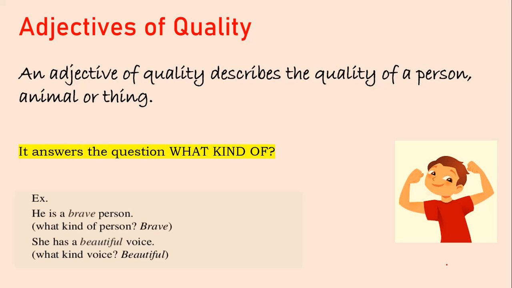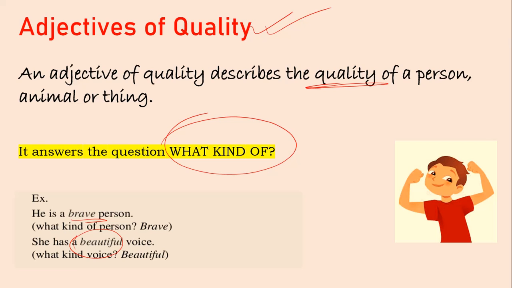So we discussed the different kinds of adjectives. We have six: the adjectives of quality, adjectives of quantity, adjectives of number, demonstrative adjectives, interrogative adjectives, and possessive adjectives. We discussed in detail about adjectives of quality. An adjective of quality describes the quality of a person, animal, or thing. It answers the question, what kind of? So he is a brave person. What kind of person? Brave person. She has a beautiful voice. What kind of voice? Beautiful voice.